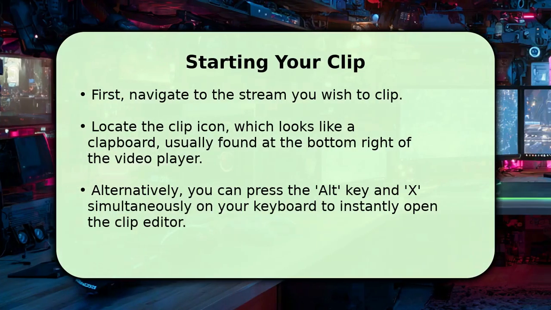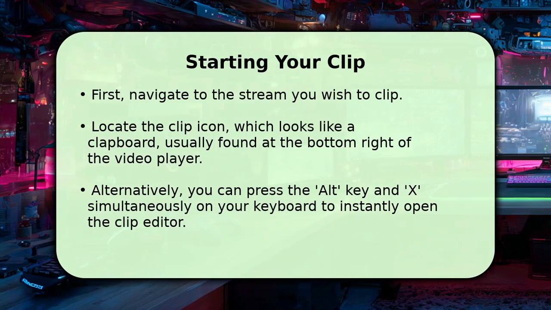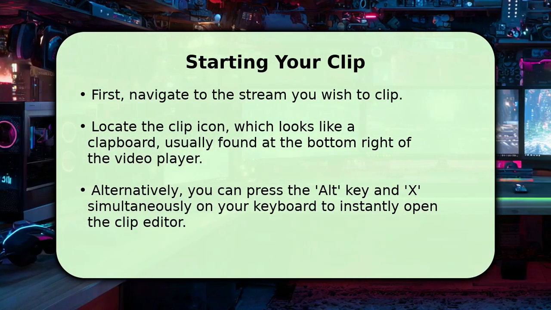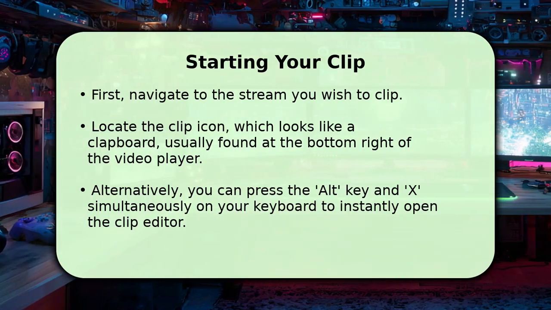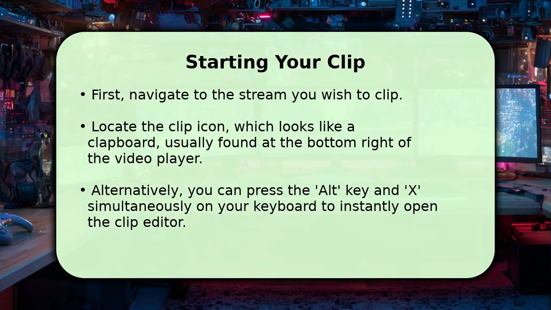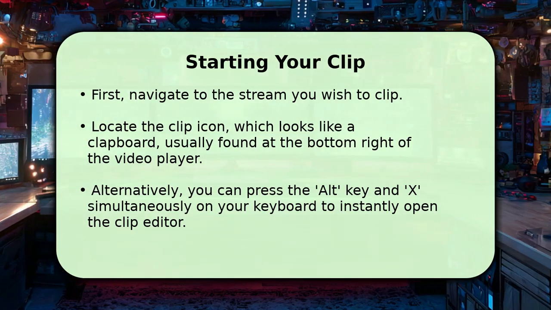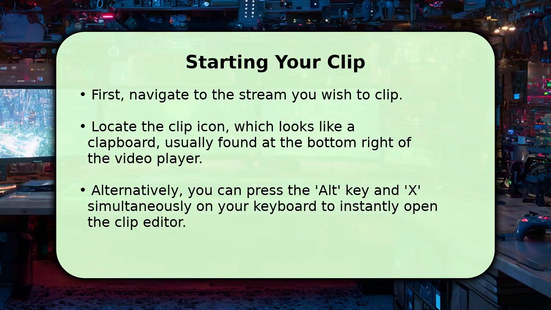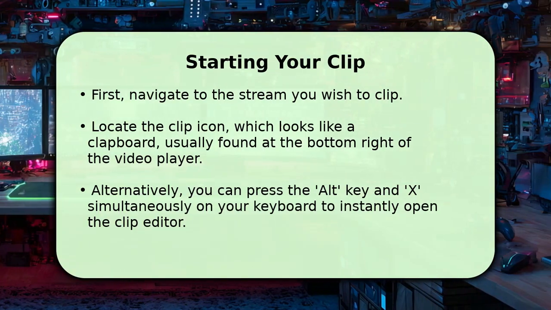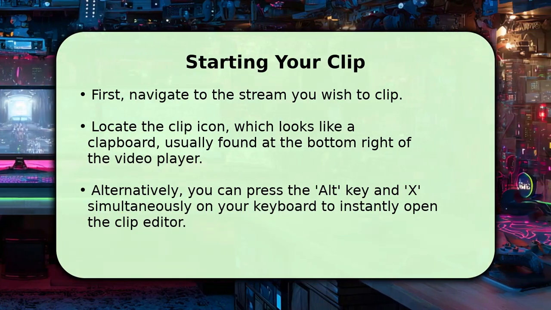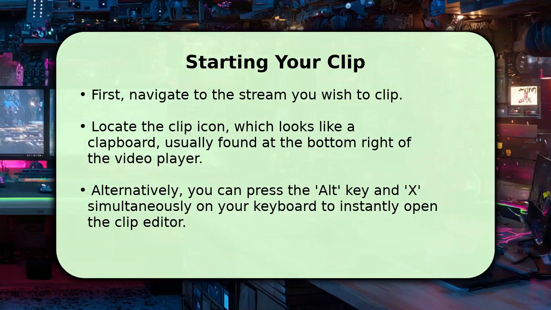To begin, simply open the Twitch stream where you witnessed an amazing moment you want to save. Look for the small clip icon, resembling a clapboard, which is typically located on the bottom right of the video player window. Clicking this icon, or using the convenient keyboard shortcut, pressing Alt and X together, will immediately open the clip editing interface for you. This action automatically captures the last 30 seconds of the stream.